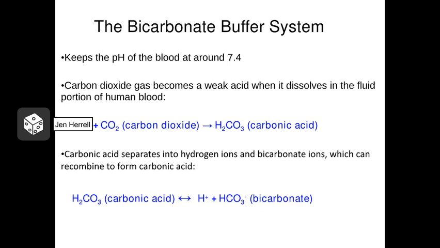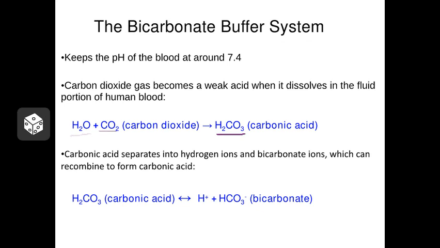The most common buffering system found in your body is called the bicarbonate buffering system, sometimes called the carbonic acid buffering system. Where does it come from? Well, you have water in your blood. You're made of about 70% water. And your tissues are constantly producing CO2. CO2 is a waste product. When water and CO2 combine, they make this chemical called carbonic acid.